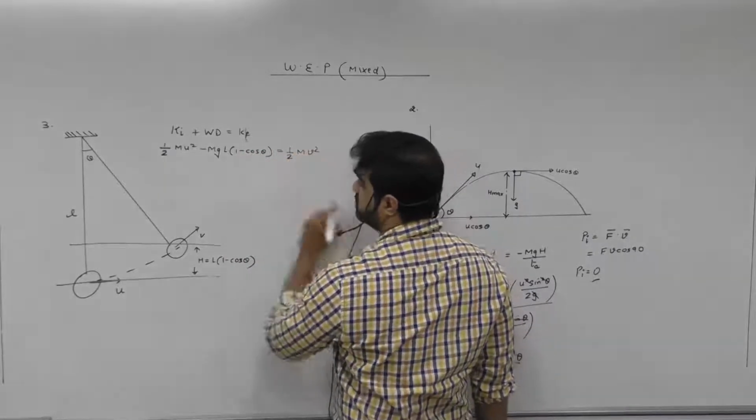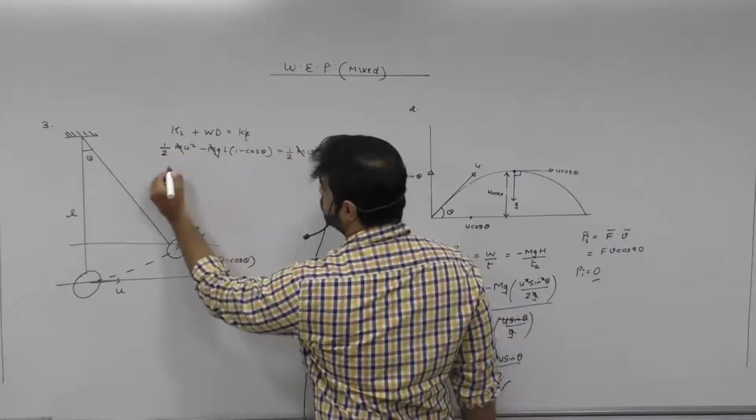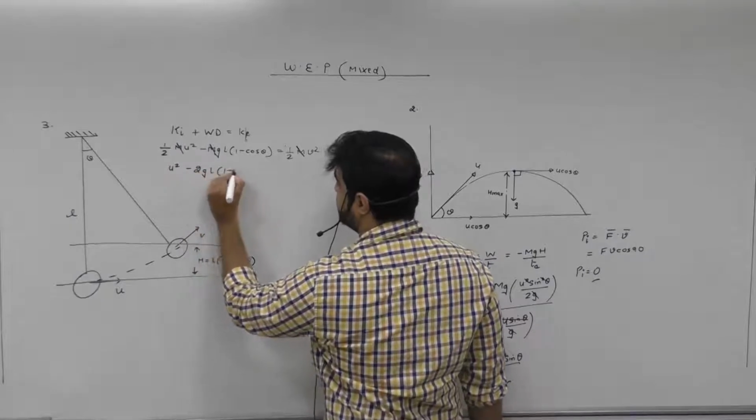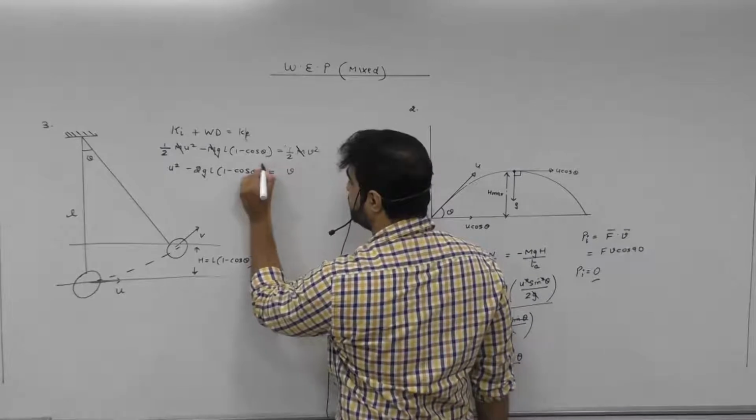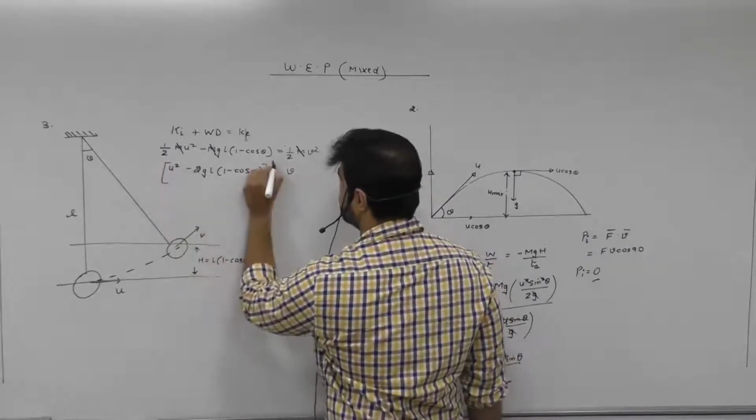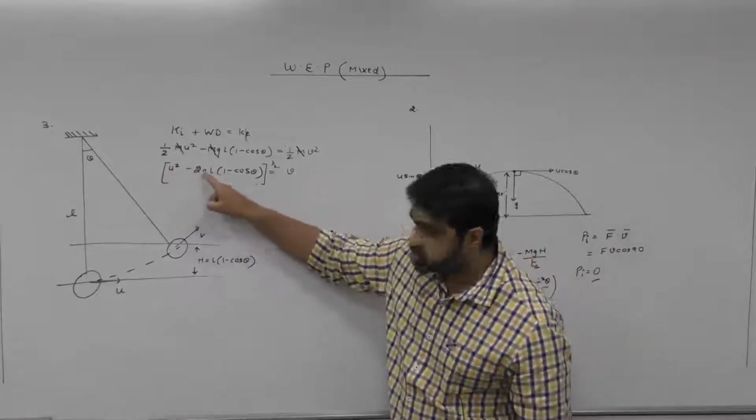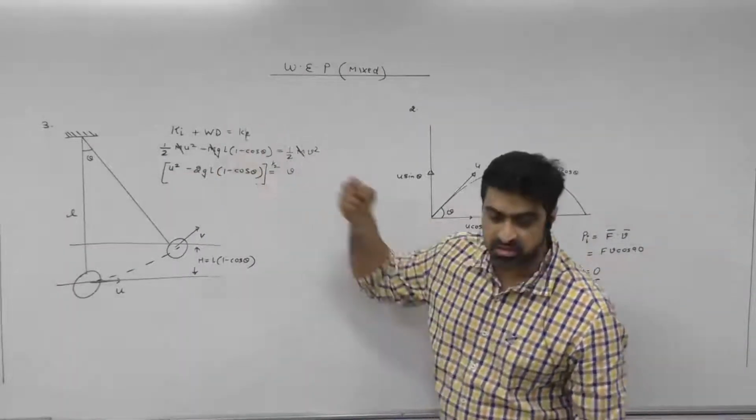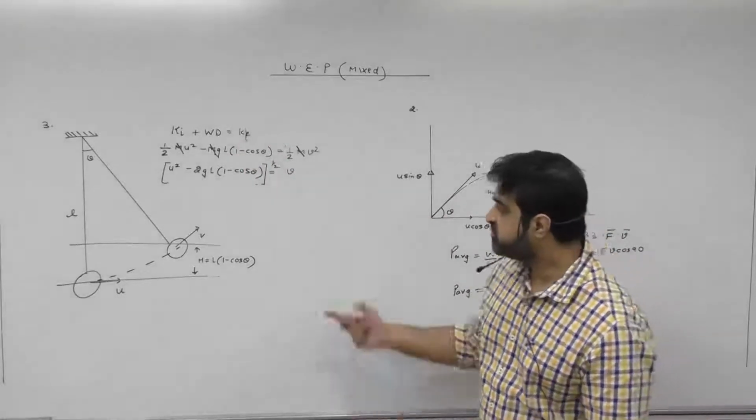Correct? Half m and m will cancel. Can I multiply by 2? It will become u square minus 2gL(1 minus cos theta) will become v square. So if I take this, it will become root of this. Correct or not? So same thing came now. V square is u square minus 2gh. Look, we could have done that by work energy theorem also. If you are understanding, this is the first part of the question.